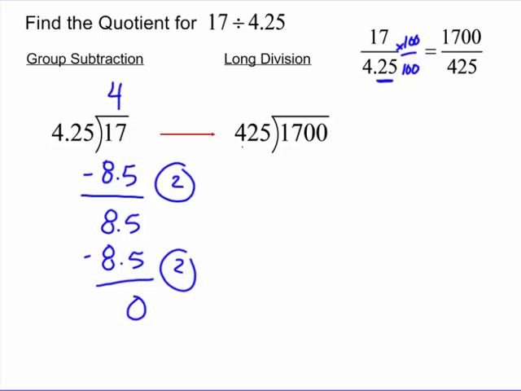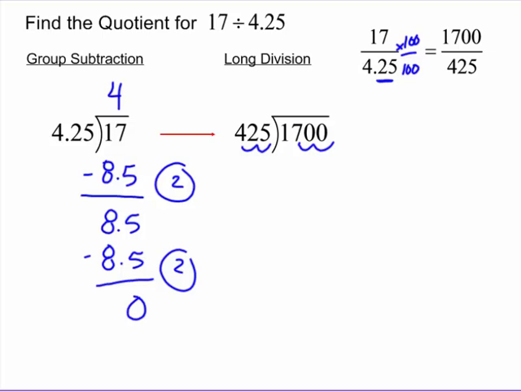And if you notice here, if this was where the decimal place started with the 17, it jumps over 2, and we have our new expression of 1,700 divided by 425. Now, again, we could still do group subtraction on this method. We could do our long division on this method, whatever you're comfortable with. But what's important here is notice the decimal places have been removed.